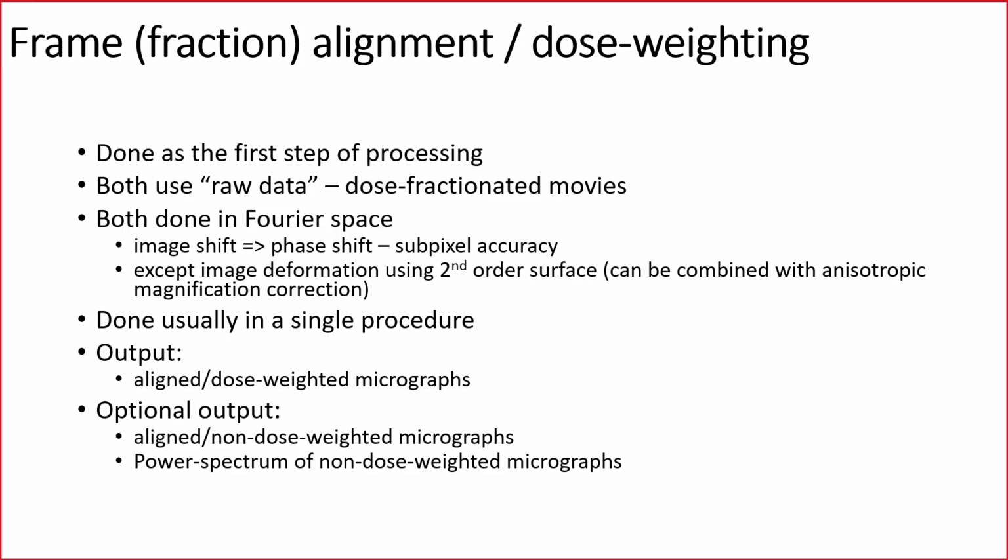Because, as we've seen, all this stuff is connected to the dose, to the fractionation of the movies. This is usually done by a single software in a single step, a single procedure, and it outputs either aligned dose-weighted micrographs, or it can also output aligned non-dose weighted micrographs, which we will explain later why they might be useful for us. As well, because we work in the Fourier space, we can also export the power spectrum, which can be useful for further CTF estimation.